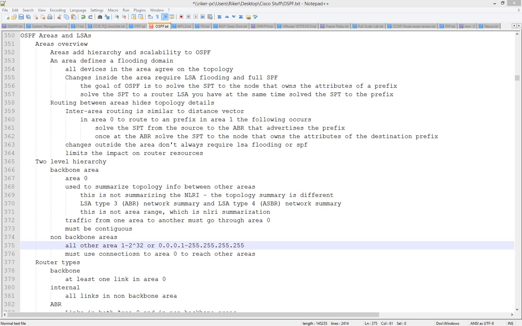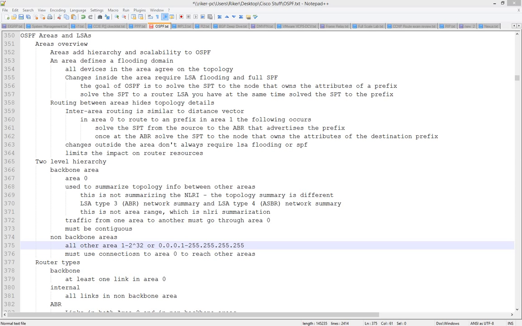Now, if you have a situation where area 0 is not even employed, you will not be able to route between your areas because you don't have an ABR. And in order for an ABR to form, you need to have at least one interface in area 0. We'll talk about that more in detail later when we get into virtual links and how to bridge that. But if you don't have at least one interface in area 0, you're just another router.